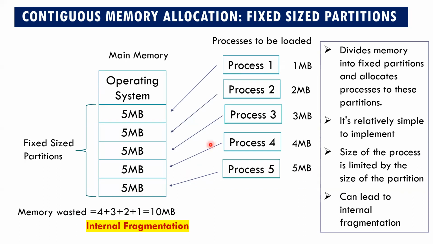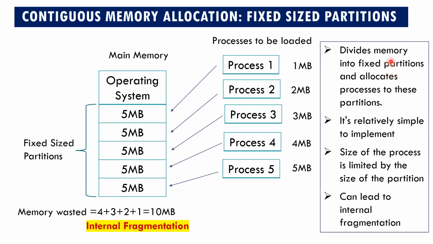So putting together the memory wasted after storing process 1, process 2, process 3 and process 4, it comes to around 10 MB of space. So this is called internal fragmentation. Internal fragmentation means the wastage of memory whenever processes are allocated contiguous sets of memory locations by using fixed sized partitions. Because here we can see the wastage of memory in each partition. That is why it is called internal fragmentation.